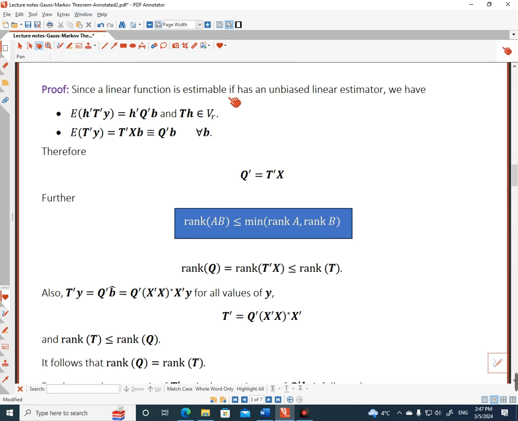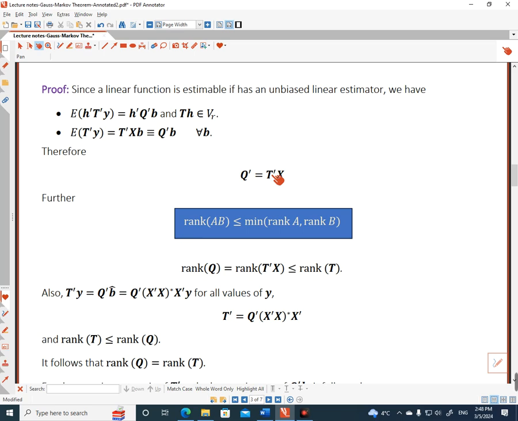Since a linear function is estimable if it has an unbiased estimator, you can easily get the expected value of the linear transformation of the best estimator, H prime T prime Y. H prime comes out, and then the expected value gives H prime Q prime B for every T in the column vector space of X. The expected value of T prime Y indeed is T prime XB, which is Q prime B, and the proof is done.